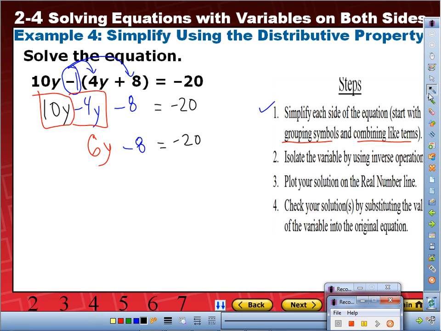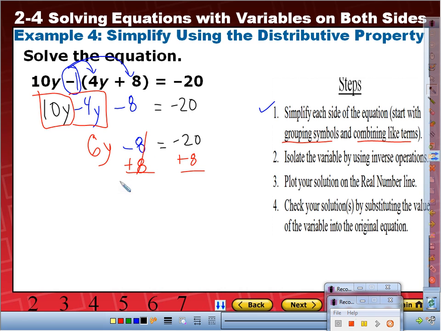All right, let's see. By looking at it, we have a subtraction right here, so the inverse is to add 8 to each side. I bring down the 6y equals negative 20 plus 8 becomes what? Negative 12. 6 is multiplying. The inverse is to divide by 6. Divide by 6. 6 over 6 is 1. So 1 times y is y. Negative 12 divided by 6, that's negative 2. Hands up if you got negative 2. Okay? All right.